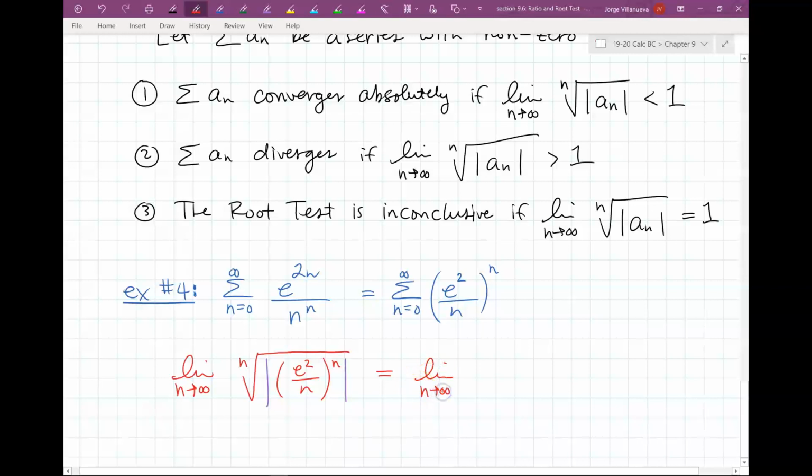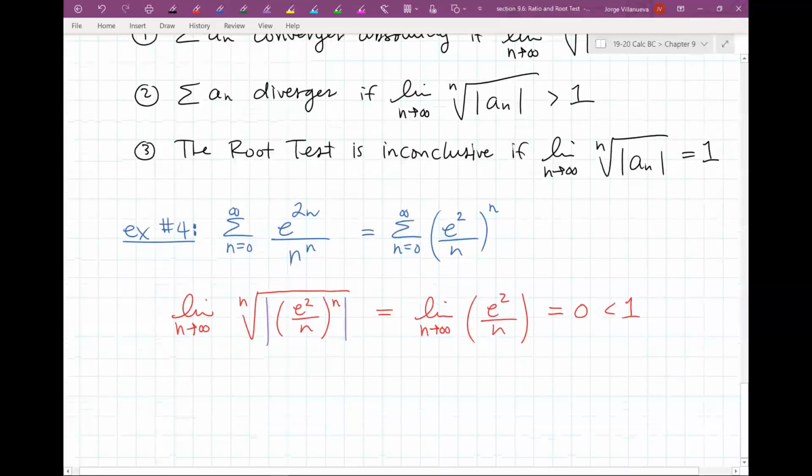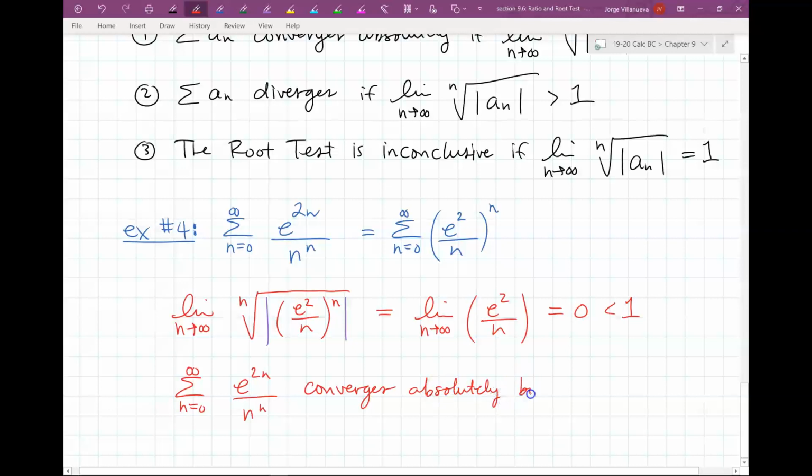In this case, it doesn't matter. So the limit as n goes to infinity of e squared over n, what is that equal to? 0, right? And 0 is less than 1. So then I can say that it converges absolutely. And we're done with that one. So the sum as n goes from 0 to infinity of e to the 2n over n to the nth converges absolutely by the root test.